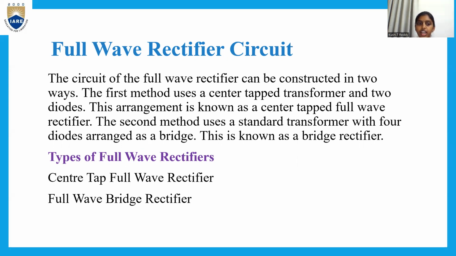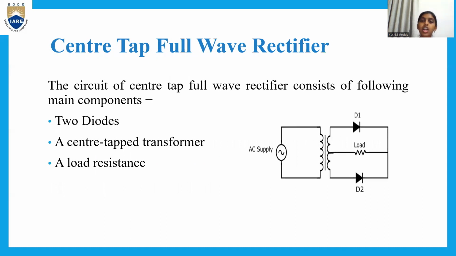From this slide, you can understand that there are two types of full wave rectifiers. The first one is the center tap full wave rectifier and the second one is the full wave bridge rectifier. So let us know about both of them in a clear way. So coming to the center tap full wave rectifier.